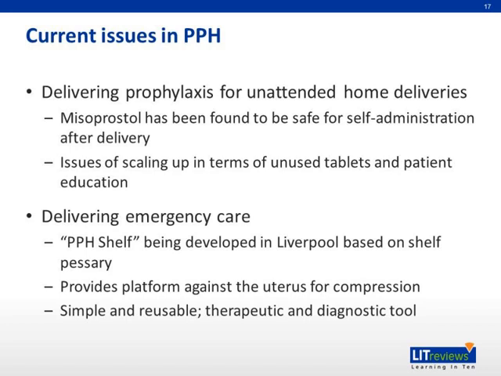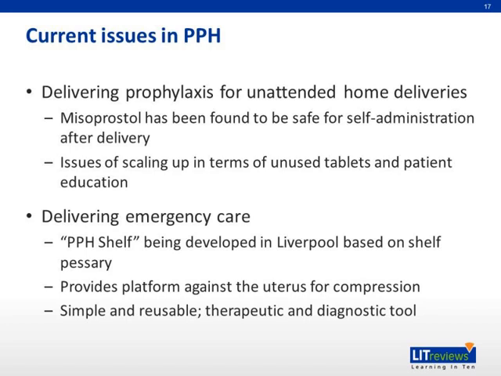Last but not least, in terms of delivering emergency care when there is severe bleeding outside of a healthcare setting. Currently, there is the use of the PPH shelf pessary, which is being developed in the United Kingdom, in Liverpool, and is based on a shelf pessary commonly used in uterine prolapses. By inserting the pessary, it provides a platform against the uterus for compression. This removes the need for inserting a fist or a hand into the patient's vagina, which may be too invasive for a layman to do outside of a healthcare setting.